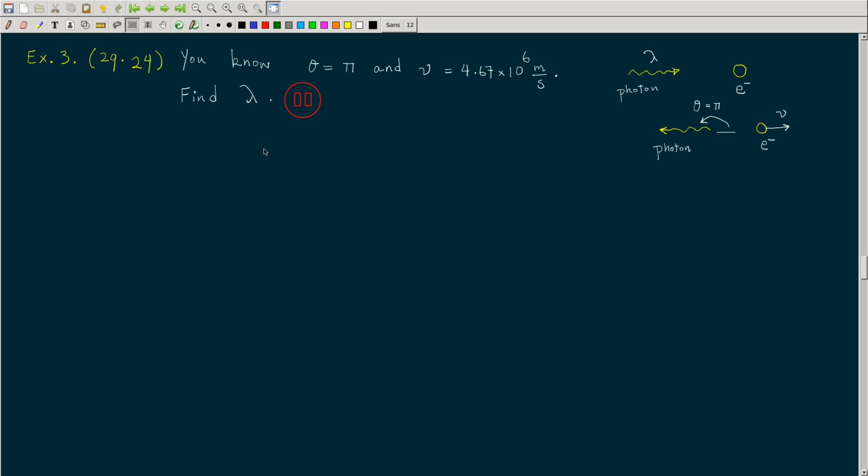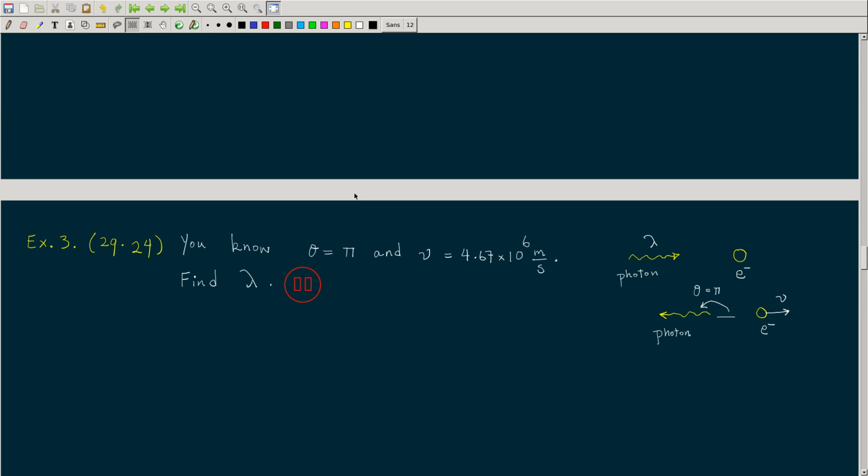Alright, exercise number 3. There's actually a reference to your textbook here. This is the same problem. Let's say theta is pi, 180 degrees, and the velocity of the electron after this collision is given. Find lambda of the photon coming in. So we can pause here and think about the problem. If you have done so, let's get to the solution.